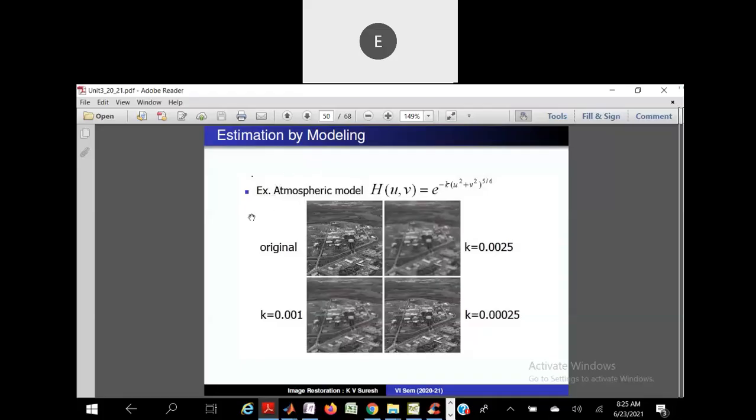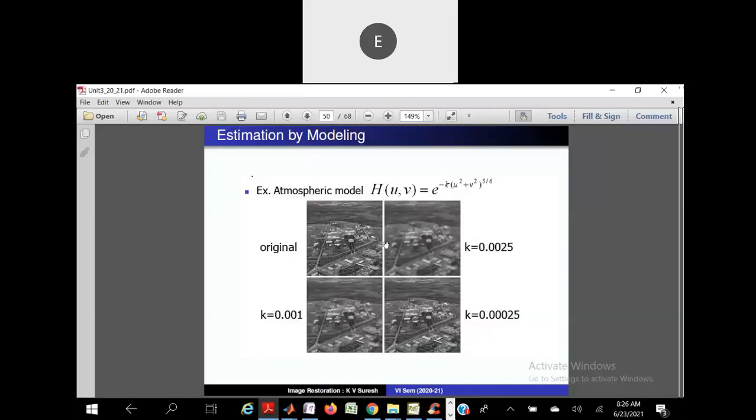For example, if it is due to some atmospheric variations, the model for this atmospheric type of blur is shown by researchers with this equation: e to the power of minus k (u square plus v square) to the power of 5 by 6. You don't need to derive this. By doing some research they have developed a model for it, and by using this model I can just estimate the blur. The only thing that I need is the different values of constants.